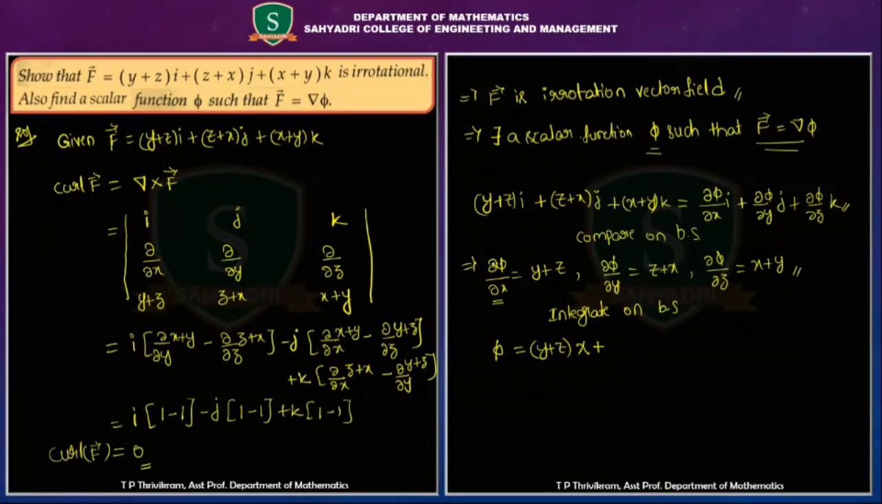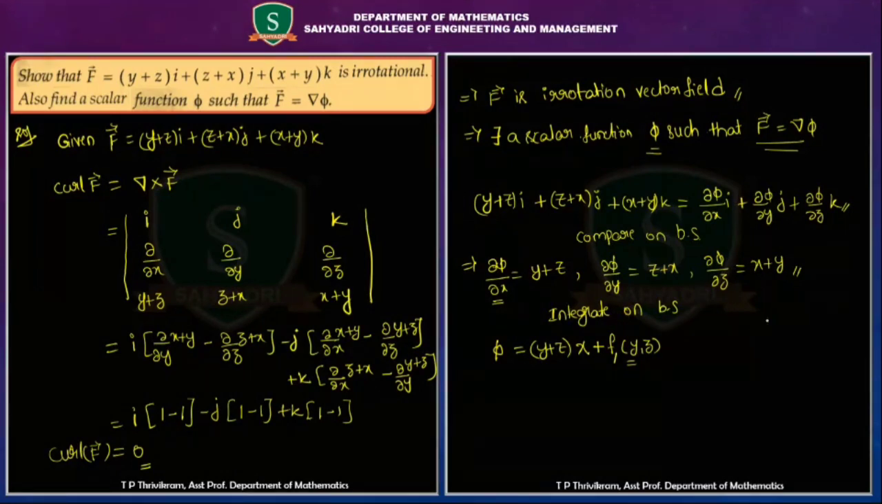See here you are integrating a partial derivative. Whenever you are integrating a partial derivative, you have to write the integrating constant as a function in terms of the other variables. That means y comma z. A function in y comma z you will treat as the integrating constant. Clear?